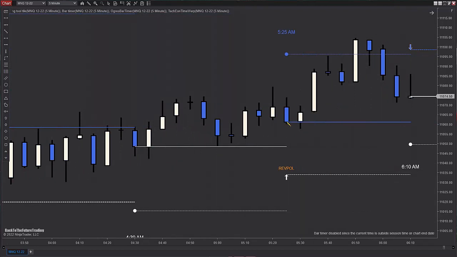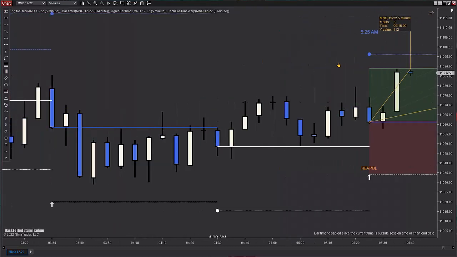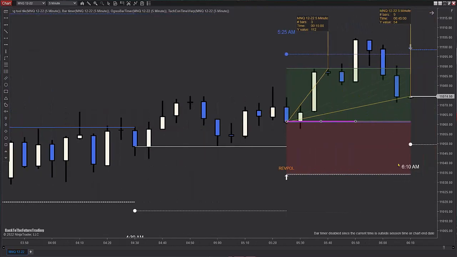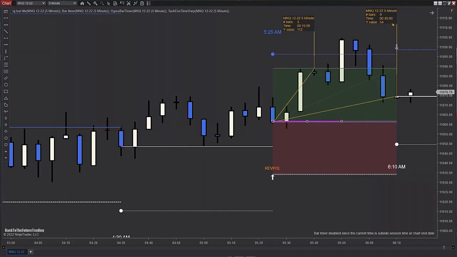So we would enter here one position, hold that runner, and then we would have had one target being a 1-to-1. And as soon as this target is hit, we're going to move our remaining stop loss, bam, to break even. And then we're going to exit that position here at 610.